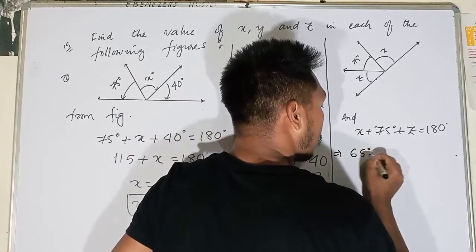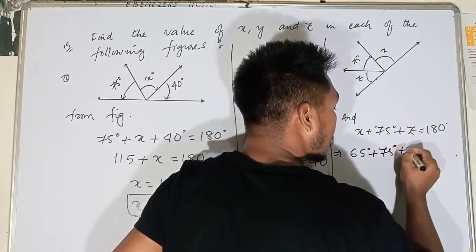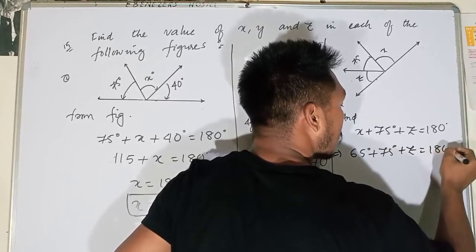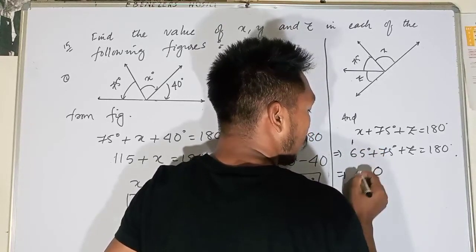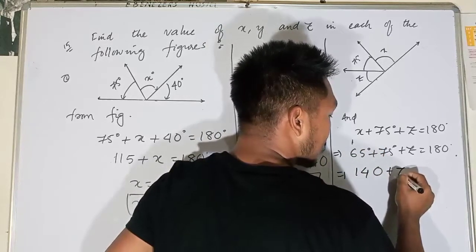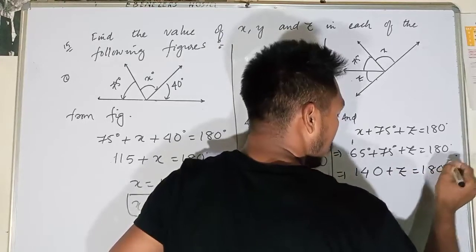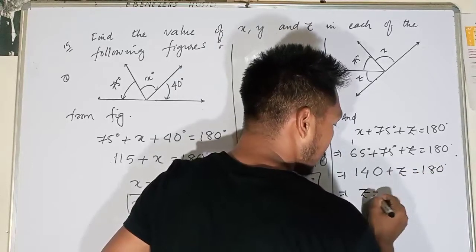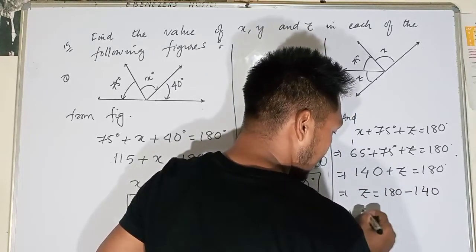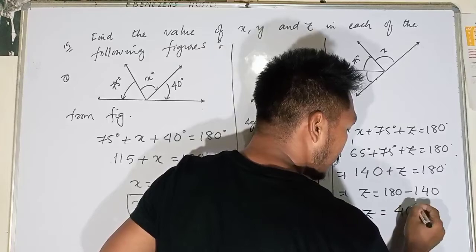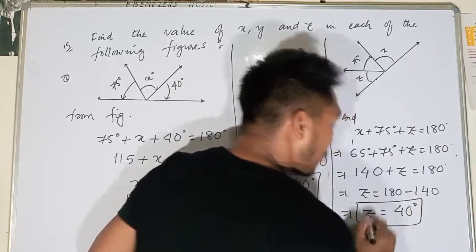We know that angle X is already 65, so 65 plus 75 plus Z is equal to 180 degrees. The sum of these two, 65 plus 75, is 140, so 140 plus Z is equal to 180 degrees, which implies that Z is equal to 180 minus 140, which is 40 degrees. So Z is 40 degrees.